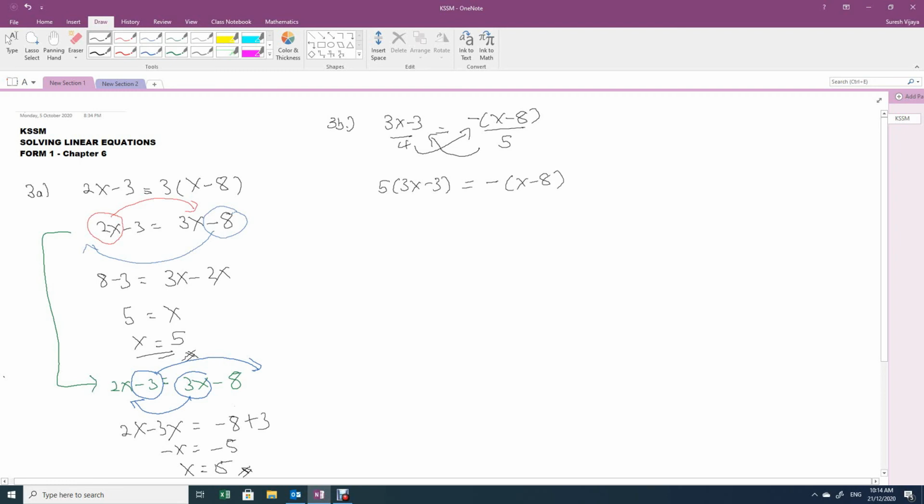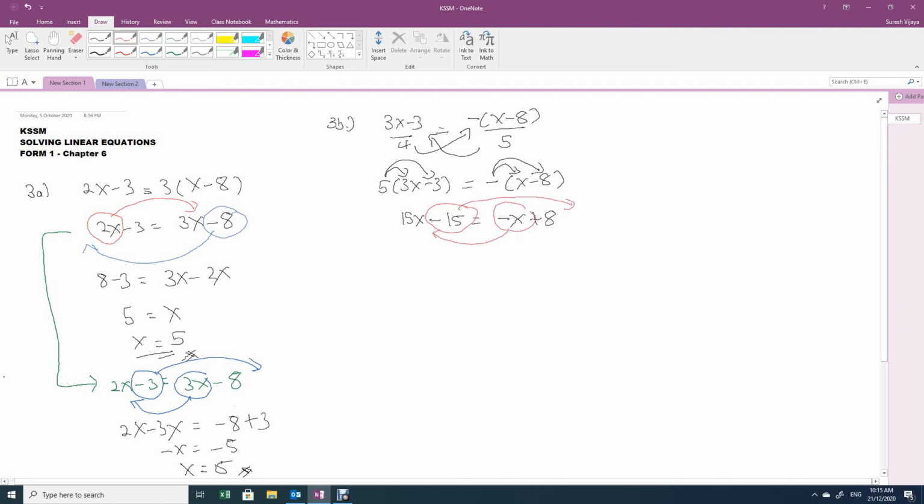Next you expand out. How to expand out? You multiply the 5 to the equation. So you have 15x minus 15 equals to minus x plus 8. So on this basis, what do we do? You move the x to the left hand side and you move the number to the right hand side.